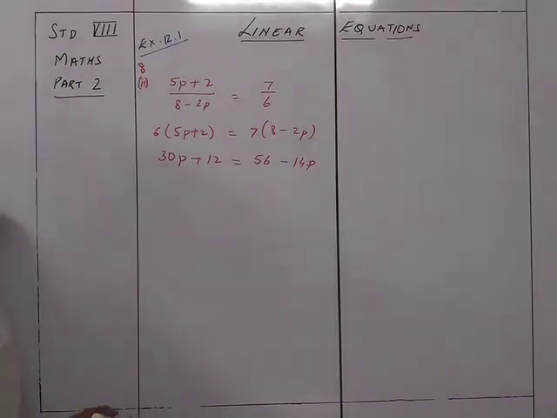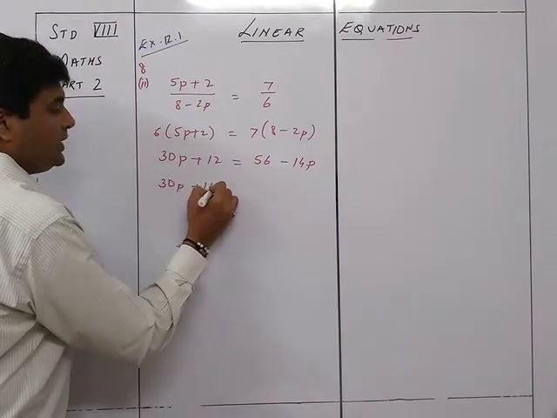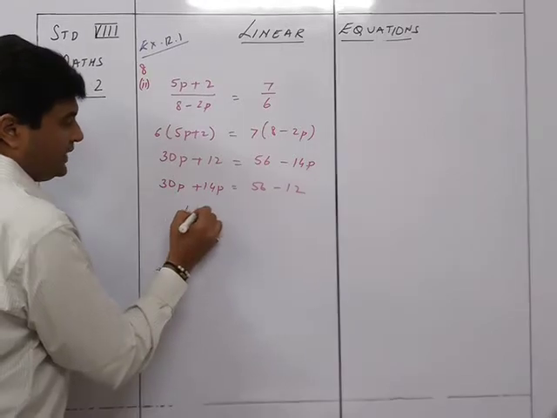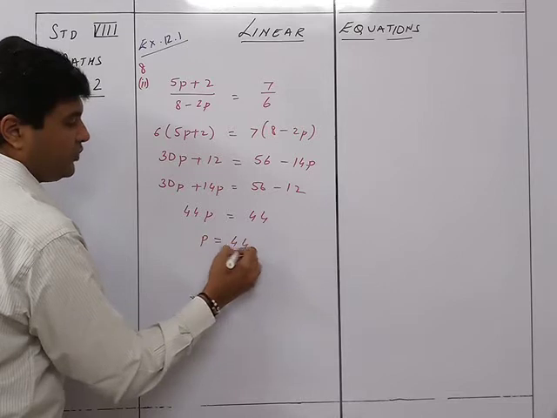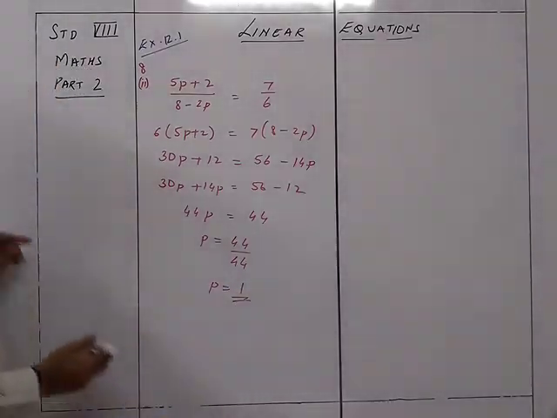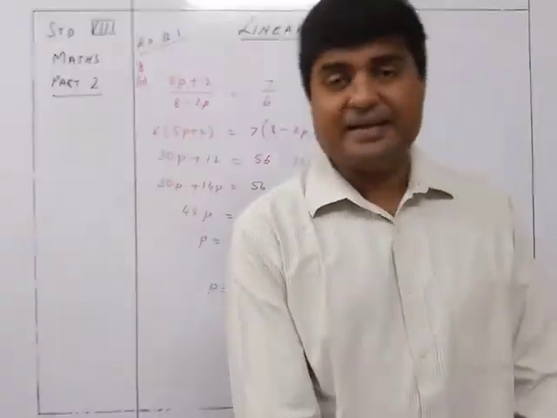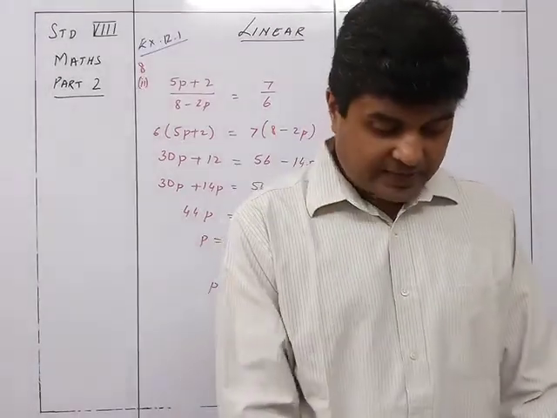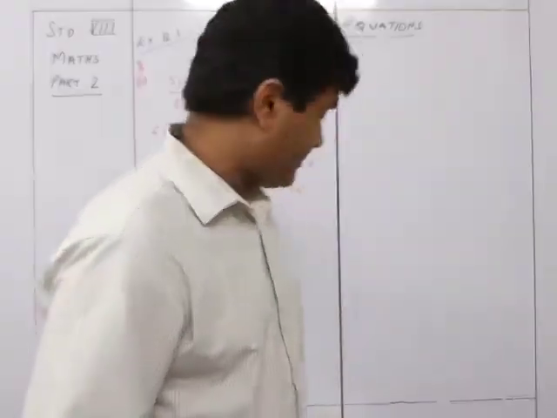Okay. So 30p plus 14p is equal to 56 minus 12. So 44p is equal to 44. So p is equal to 44 upon 44. So p is equal to 1. So quite an easy sum as such. But mainly what you need to do is not take the LCM, but do the cross multiply over here. So you get the answer. So this was the second one, that is, the answer is 1.